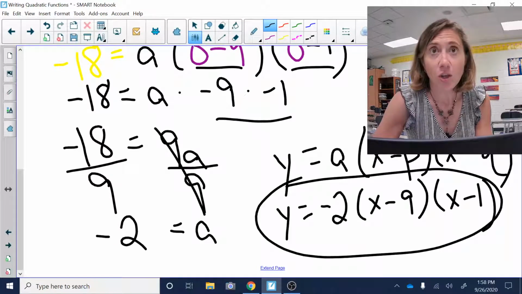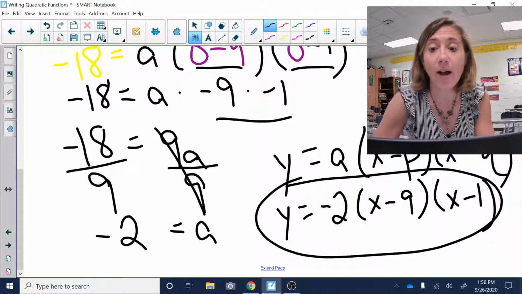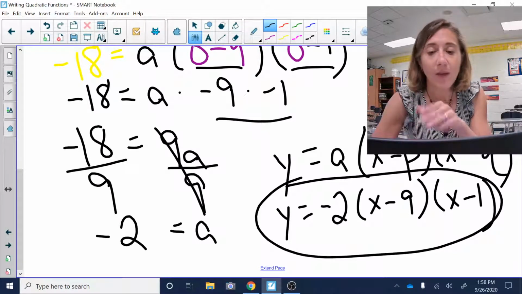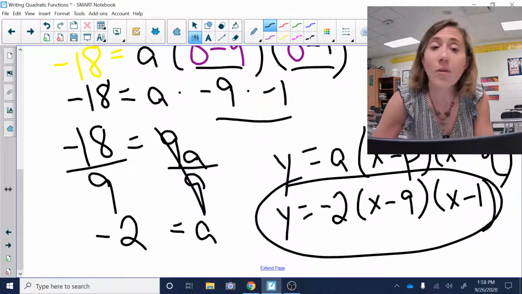Now let's suppose you looked at multiple choices on this and it gave you standard form. Well, could you take this and change it into standard form? Yeah, you could do that. It's just multiplying it out. You know how to multiply binomials. You've been doing that since Algebra 1. So you'd go ahead and multiply it out, distribute that negative 2 after you multiply your binomials, and you'd be fine.